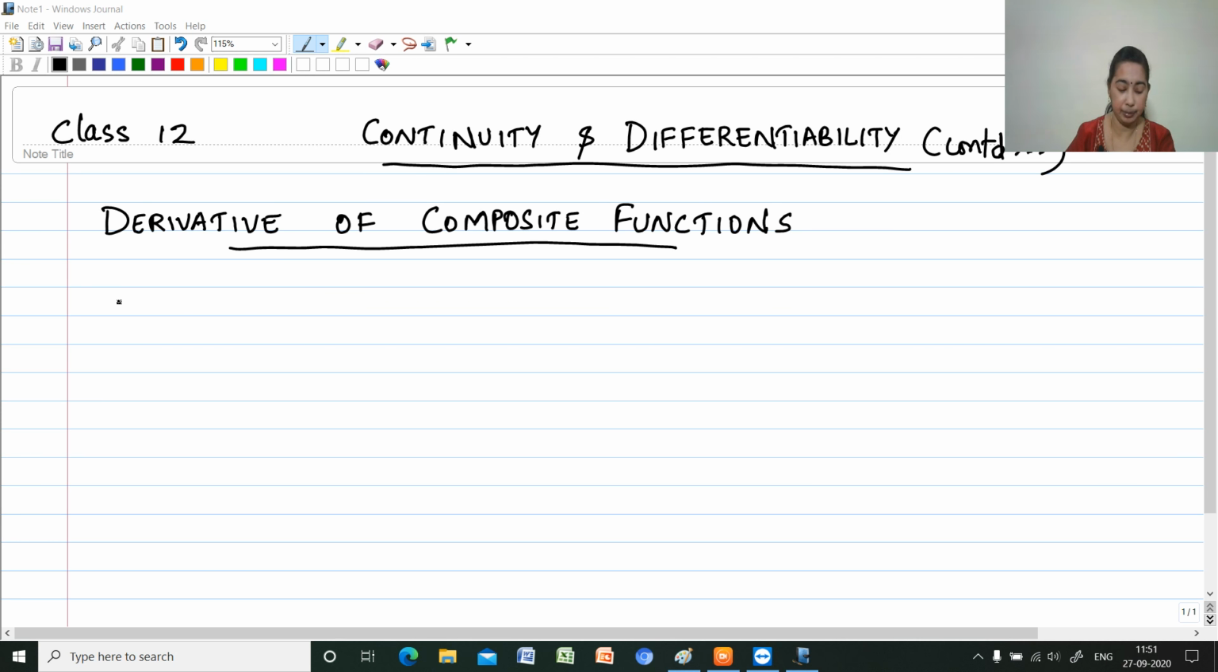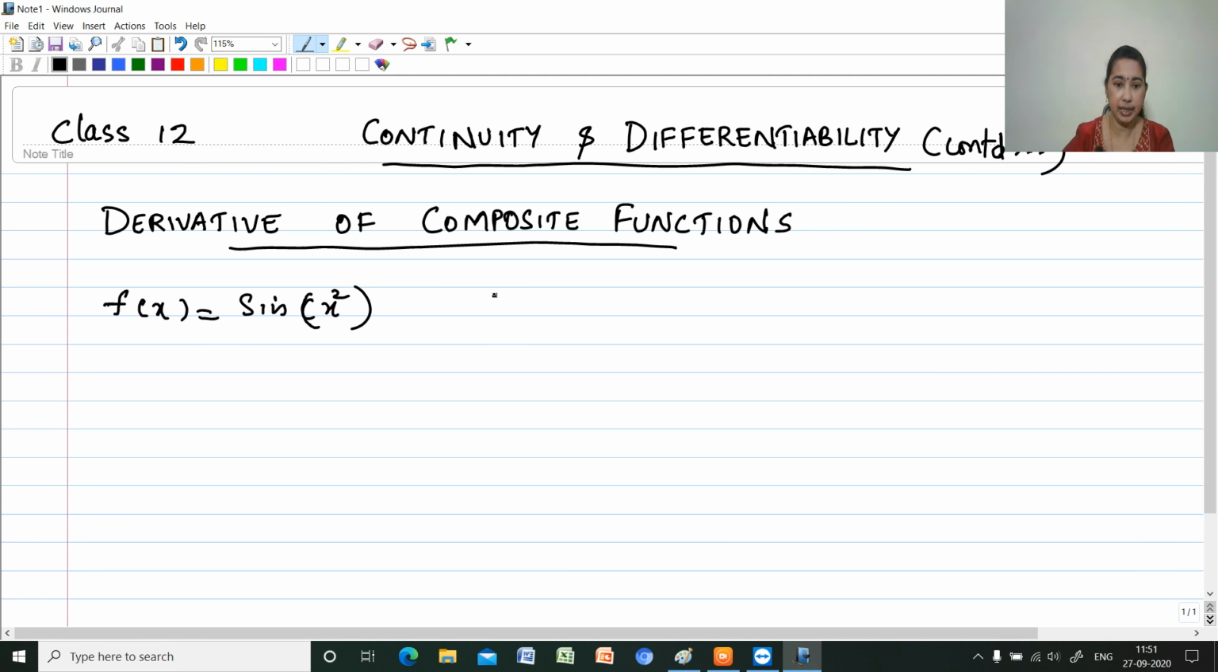Let me take one example. Let the function be f of x equals sine of x square. We need to find the derivative of this. This is actually a composition of two functions, that is, one is sine x and another one is x square. You can see two functions here.